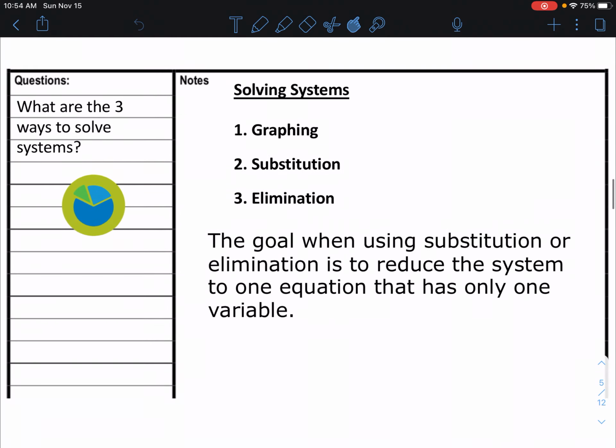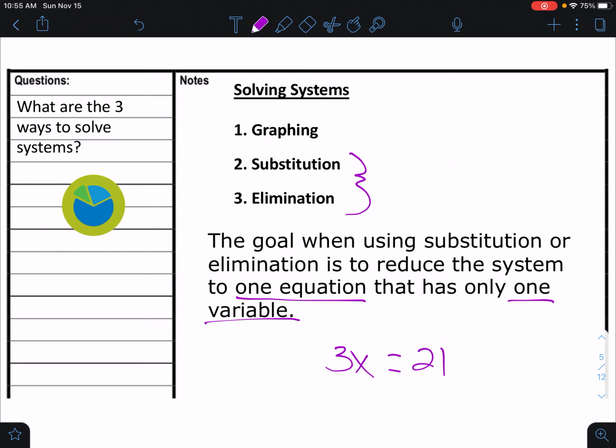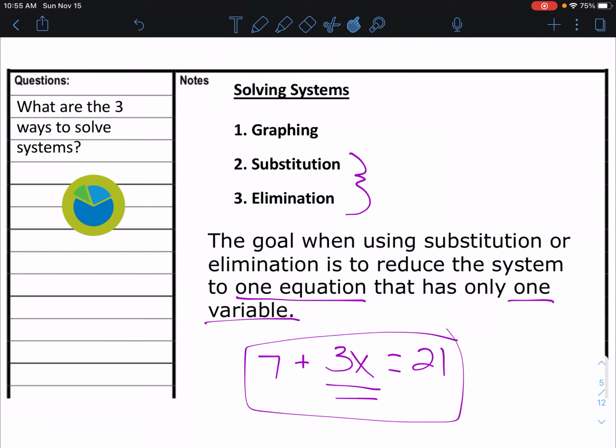Okay, so we talked about the three ways to solve systems last time. The first is graphing. We learned about that. Today we're going to do the second one, and that's substitution. And then lastly, elimination. Now these two right here are solving using our algebra skills. And the goal when we solve by algebra is to reduce the system to one equation with one variable. If you get down to one equation with one variable, like 3x equals 21 or something like that, now I know I only have one variable and one equation. You know you can solve something like this. So that's really what our goal is, to get one equation with one variable.